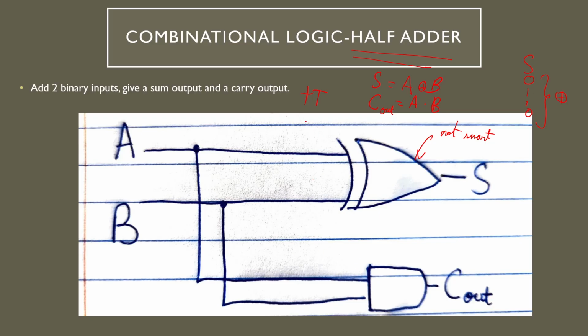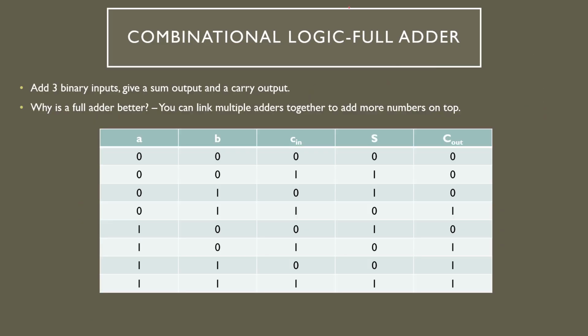This is called a half adder, as I mentioned, and it adds two binary inputs. However, this is kind of useless. Moving on to the full adder, the cooler one. Why should you use a full adder? Well, it's simple. You can link multiple adders together to add more numbers on top. And the reason for this is because a full adder can add 3 binary inputs and also give you a sum and a carry out.